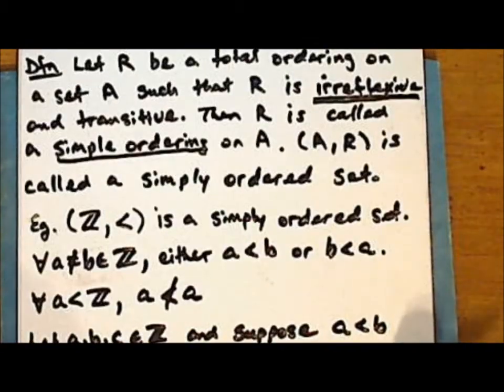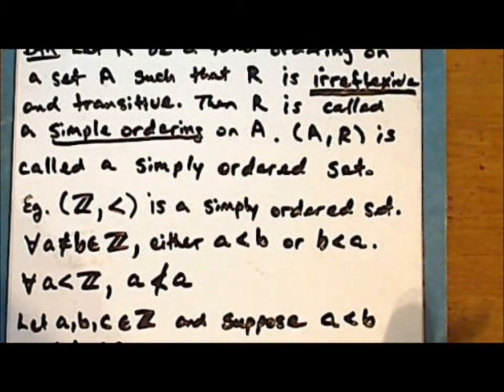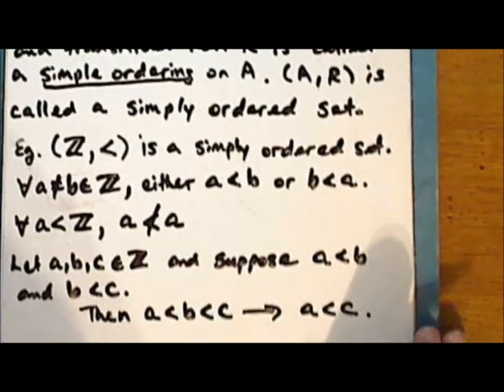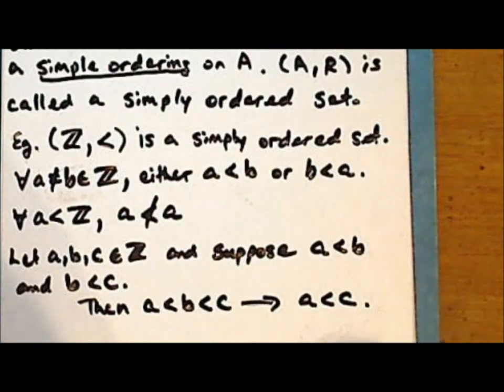And so the order structure on the integers consisting of the relation strictly less than is a simply ordered set.